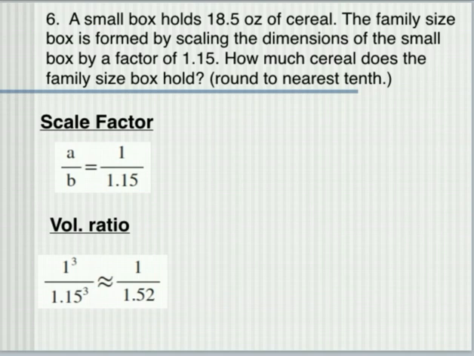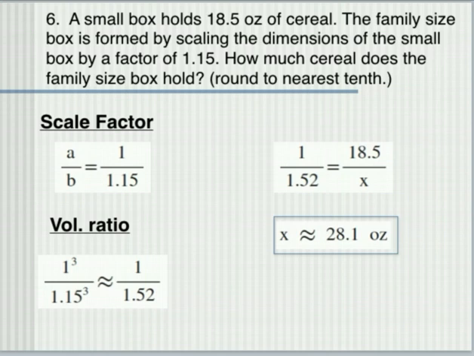So they're asking about volume, so you need the volume ratio. That's a cubed version of the scale factor. Once you have your volume ratio, you can set up your proportion with the one actual volume you know. You know the smaller box holds 18.5, so you line up the 18.5 with the smaller number, the 1, and put x across from the bigger number. Cross multiply, and when you round to the nearest tenth, you get around 28.1 ounces for the volume of the larger box.